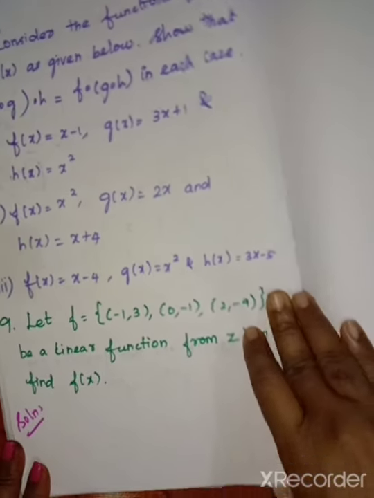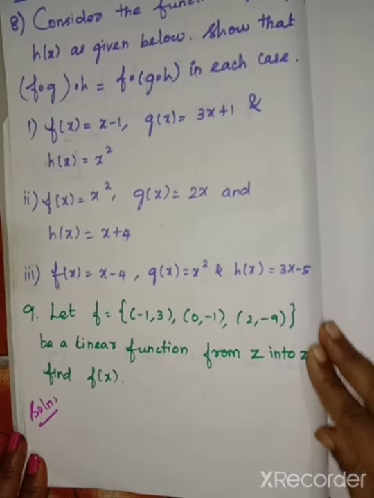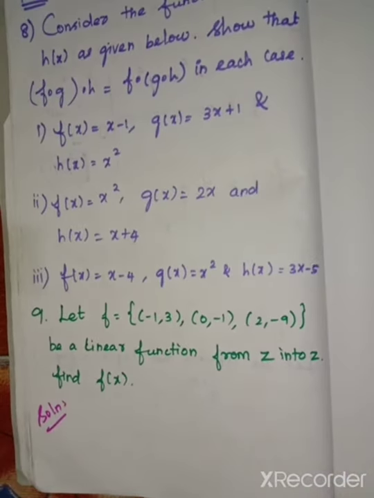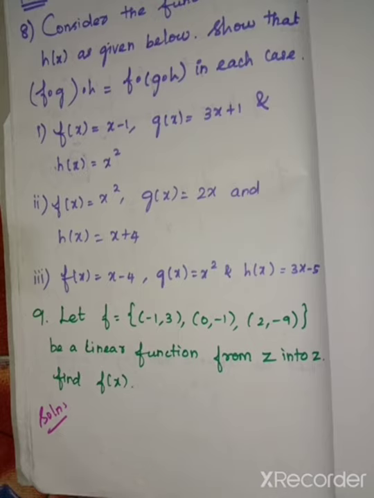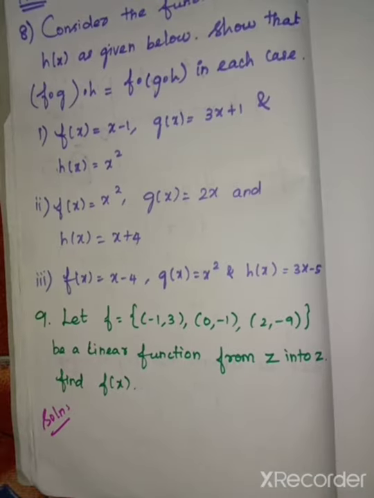Now let us move on to the ninth question. You can do the eighth by yourself, and if you have any doubt, you have to ask in the live session. The ninth question is: let f equal to the set of (minus 1, 3), (0, minus 1), (2, minus 9) be a linear function from Z into Z. Find f of x.